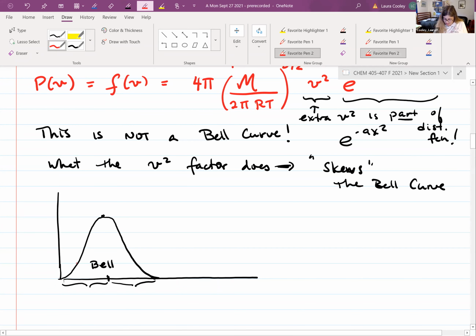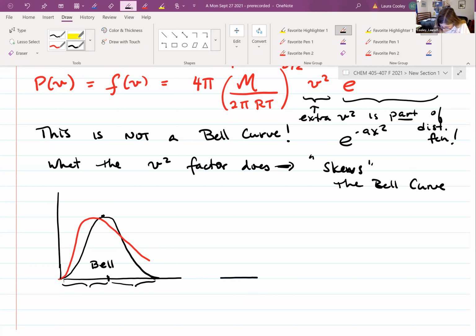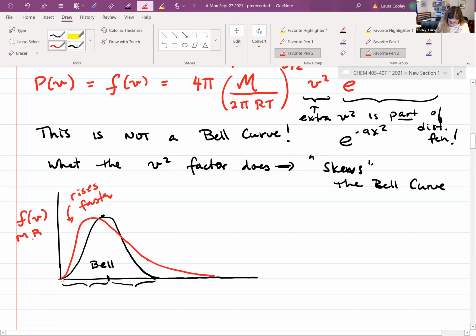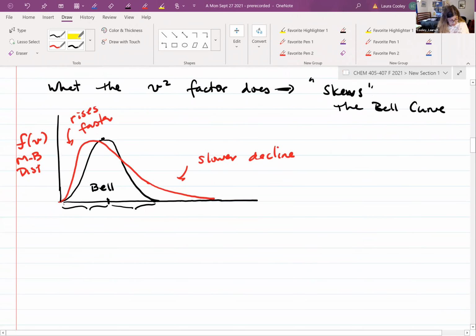Okay, so this is a bell curve, but this is not what our curve does. The Maxwell-Boltzmann curve rises faster and it falls slower. It's not the best drawing, I'll try to make it a little bit better. Oh, I should have left it the way it was. Okay, so here it goes. It has a faster rise. It's f of v, the Maxwell-Boltzmann distribution of speeds, and it has a slower decline. So that's the look of it. It's not quite a bell curve.